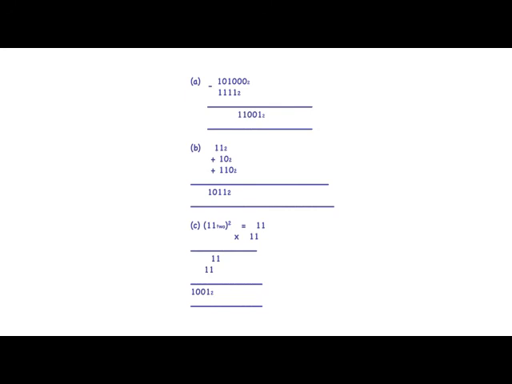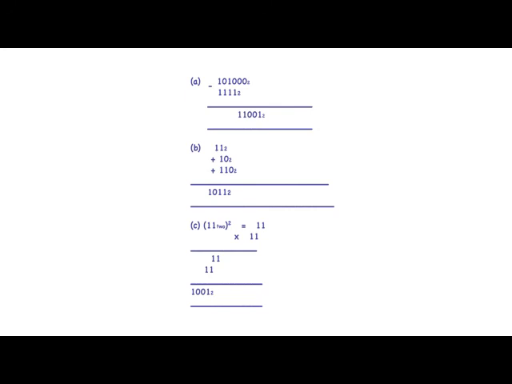Then the third one, which is 11 base 2 all squared. What that means is that you are multiplying 11 base 2 by itself, which is 11 times 11. You carry out your normal multiplication. So 1 times 1 will give you 1, and 1 times 1 you have 1. Then in the second multiplier, you start with the second digit, which is another 1 times 1, you have 1 and 1. Then adding, you have 1.